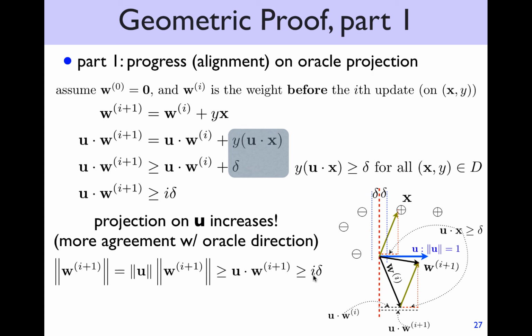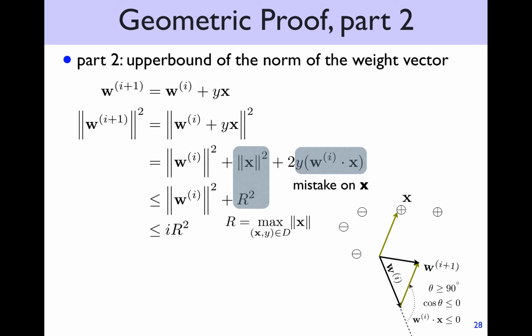That's the progress or alignment on the correct or oracle direction, and then we showed a lower bound of the length of the weight vector after I updates. Now, in part 2, we show the reverse direction, that is the upper bound. And if we have both a lower bound and an upper bound, then we can bound something in between, that is the maximum possible value of I, that is the maximum number of updates or the maximum number of mistakes. Okay, so part 2 is the upper bound of the norm of the weight vector. Part 1 was the lower bound.